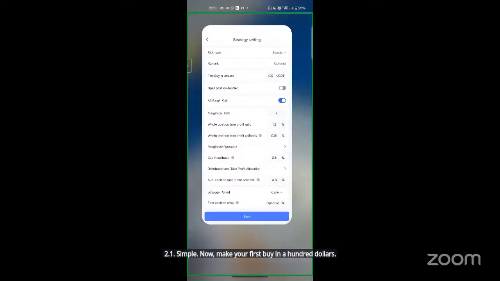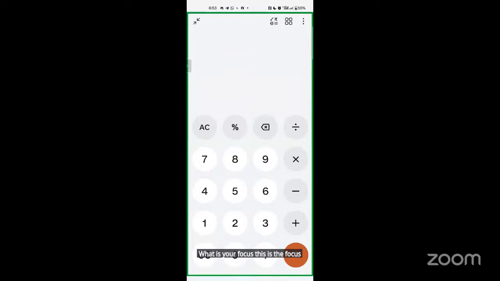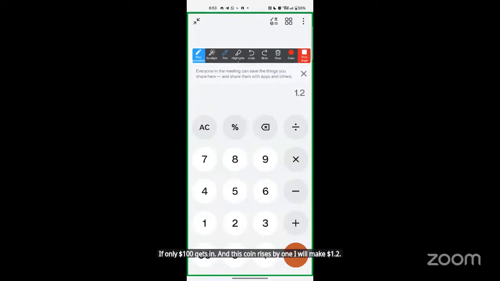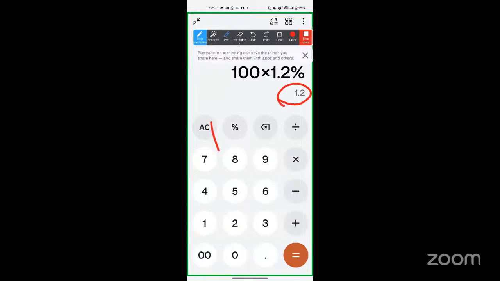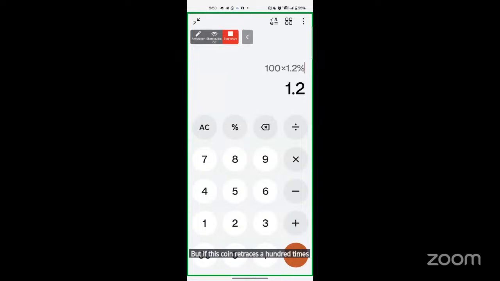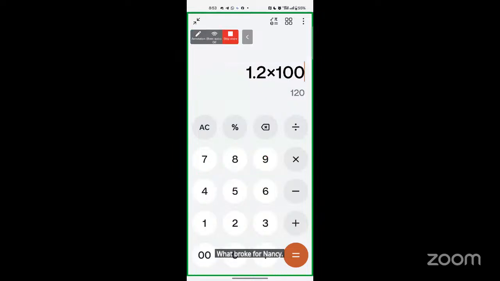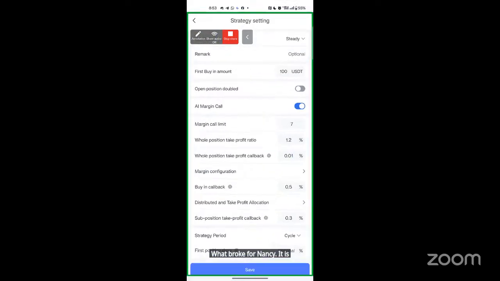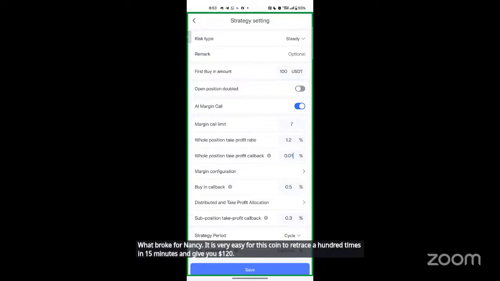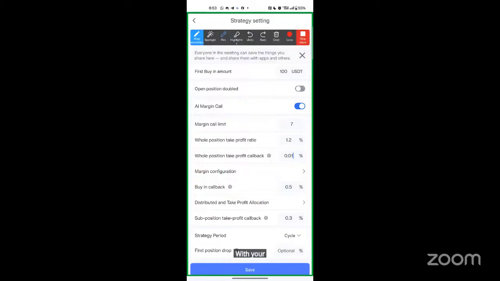Now, make your first buy in $100. What is your focus? This is the focus. If only $100 gets in, and this coin rises by 1.2%, I will make $1.2. But if this coin retraces 100 times, because it is possible, it will be 1.2 a hundred times, and your first buy of $100 makes you $120. You are not broke for nothing. It is very easy for this coin to retrace 100 times in 15 minutes and give you $120 with your first buy of $100.